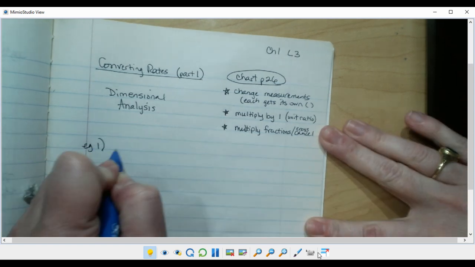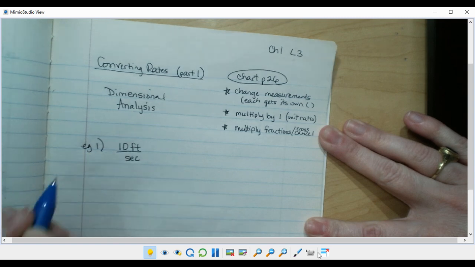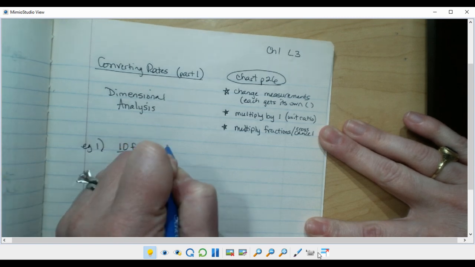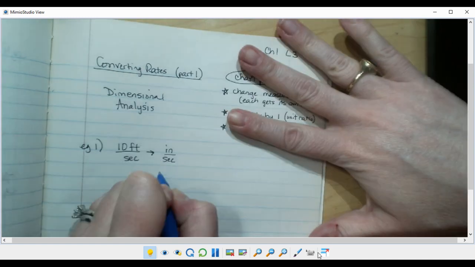So example 1, if I have the measurement of 10 feet per second, and I want to switch it to inches per second. Let's give the example that this is a remote controlled car. And somehow, the directions tell you, oh, it can reach speeds of 10 feet per second. Well, I don't have feet in my house. I have like inches between here and there. What's the speed that it's getting up to? Most people don't think about things like that. Math teachers do.